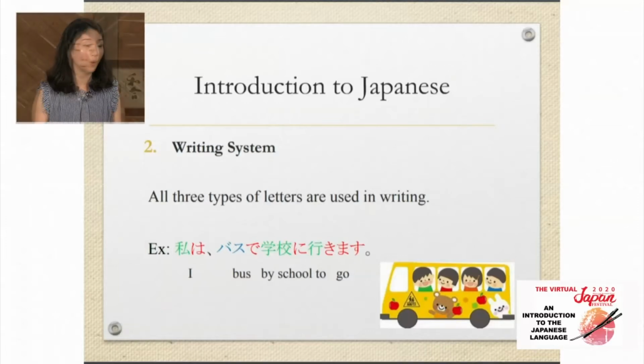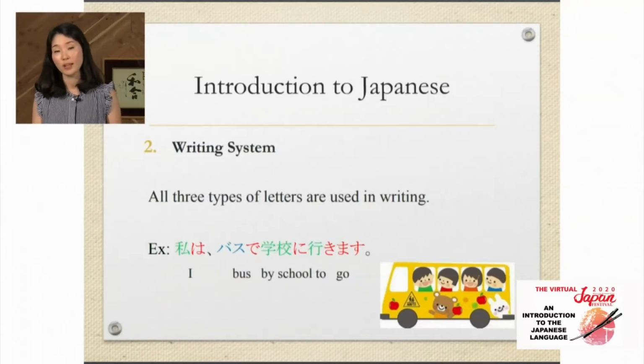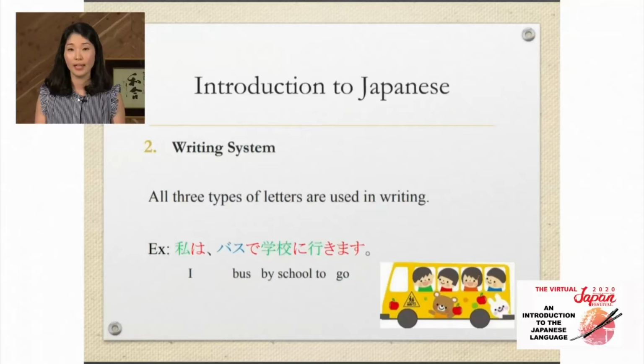I put an example. I go to school by bus. As you can see, the characters in green are kanji. The first one is watashi, meaning I. The second green one is gakko, school. And then the third one is the i in ikimasu, a verb meaning to go. Okay, so each character has a meaning.